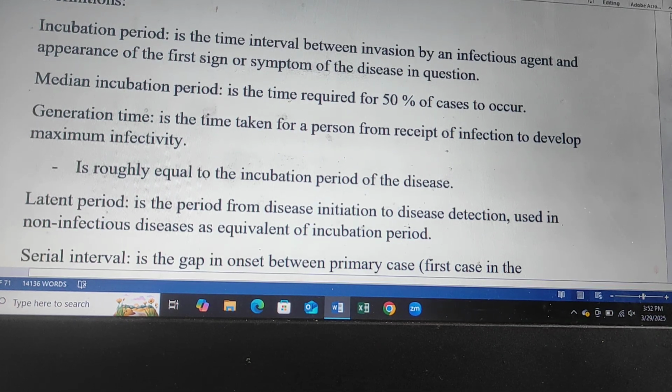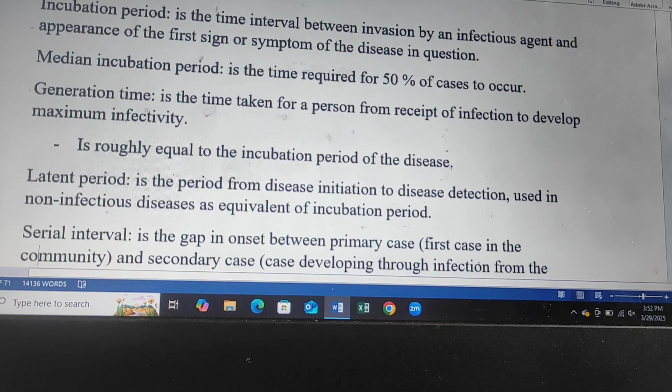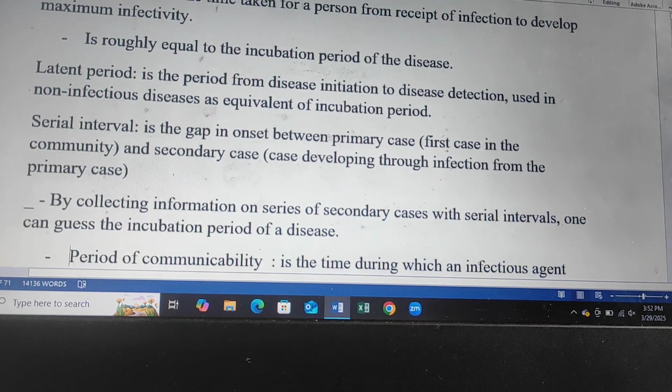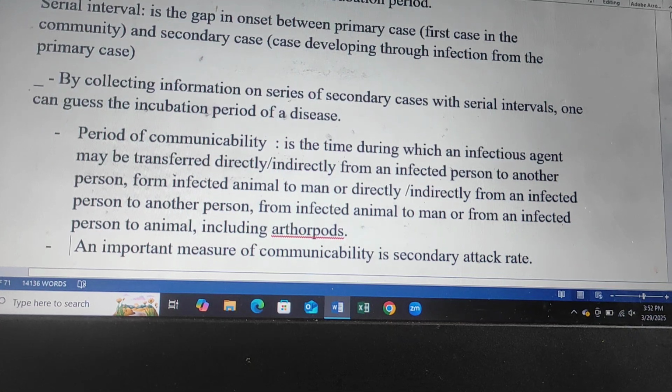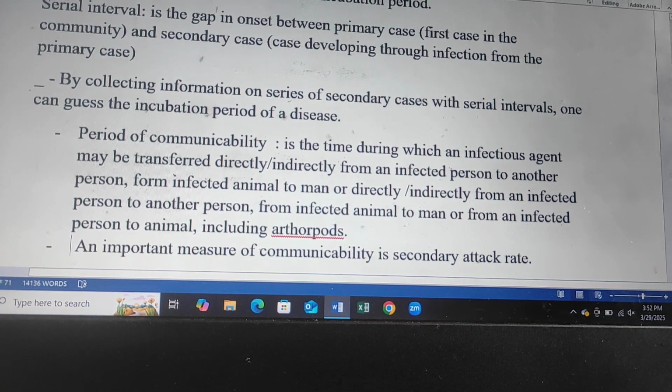Latent period is the period from disease initiation to disease detection, used in non-infectious disease. It is the equivalent of incubation period. Serial interval is the gap in onset between the primary case, the first case in the community, and the secondary case developing through infection from the primary case. By collecting information on a series of secondary cases with serial interval, one can gauge the incubation period of the disease.